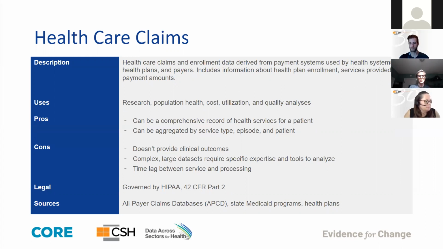So healthcare claims, you can see here on the screen. Your uses are for research, population health, cost. It's a really comprehensive record of health services, but it doesn't provide clinical outcomes. And there's a big lag time between service and processing. Legal considerations are really important for this. So this is governed by HIPAA and 42 CFR Part 2, which will be something you'll want to think about in terms of access and data sharing needs. For us, we use an all-payer claims database. You can find this in state Medicaid programs and also within health plans.